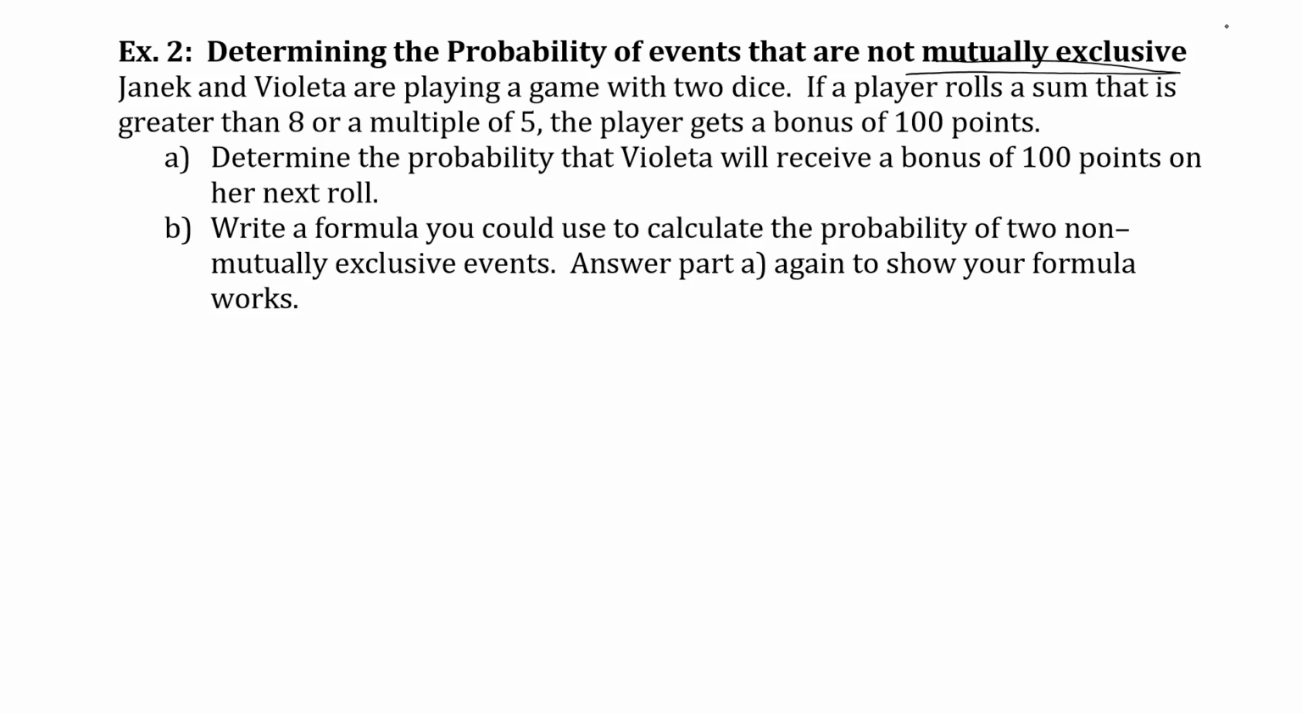Janik and Violetta are playing a game with 2 dice. If a player rolls a sum that is greater than 8 or a multiple of 5, the player gets a bonus of 100 points. A: Determine the probability that Violetta will receive a bonus of 100 points on her next roll. And B: write a formula that you could use to calculate the probability of 2 non-mutually exclusive events. Answer part A again to show that your formula works.